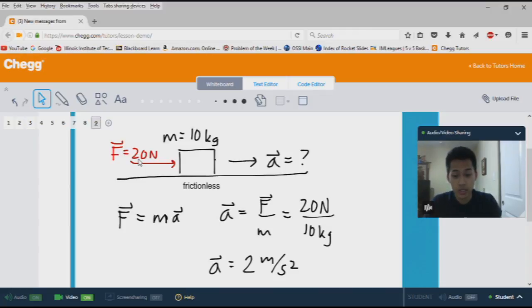Now we can just use the simple Newton's second law, F equals ma. If we rewrite this equation, we get acceleration is equal to F divided by m. This equals the 20 newtons divided by 10 kilograms. And this acceleration is equal, again, to 2 meters per second squared. Since it's positive, it's acting to the right, since we set our positive x-axis to the right.